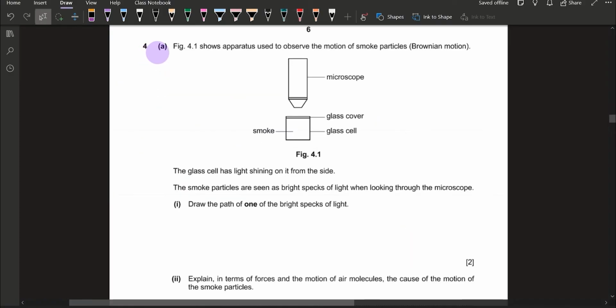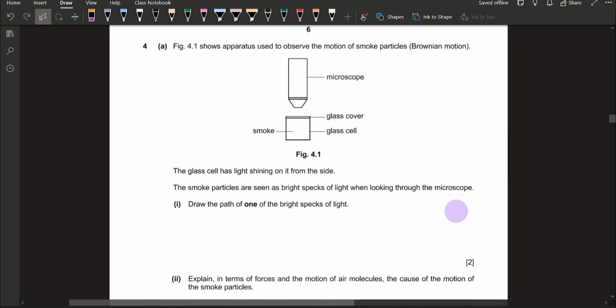Question number 4. Part A says figure 4.1 shows an apparatus used to observe the motion of smoke particles, which is Brownian motion. The glass cell has light shining on it from the side. The smoke particles are seen as bright specks of light when looking through the microscope. Part 1 says draw the path of one of the bright specks of light.